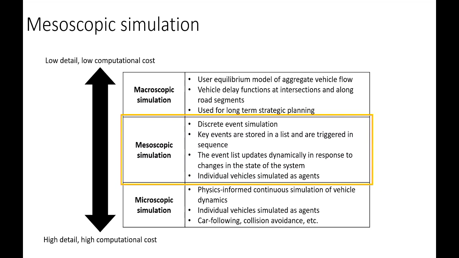At the top end, you've got what's called a macroscopic simulation, which is not dynamic. So it's a static model. It's just working with aggregate flows. There's a certain amount of cost associated with traveling down a certain road, and vehicles aim to minimize that cost. So that's a very simple model. This is very low detail, but it's quite quick to run, as opposed to the microscopic one, which is high in detail but obviously has a very high computational cost.